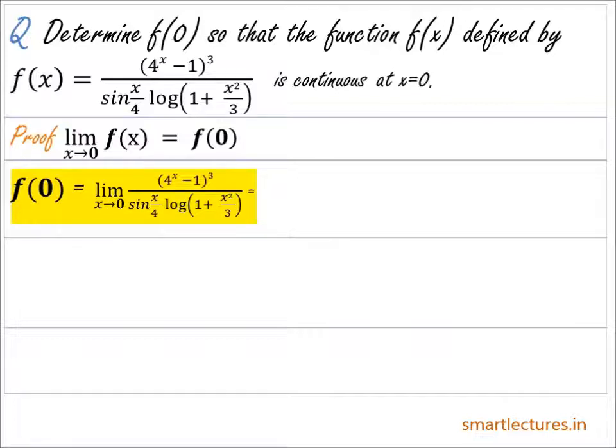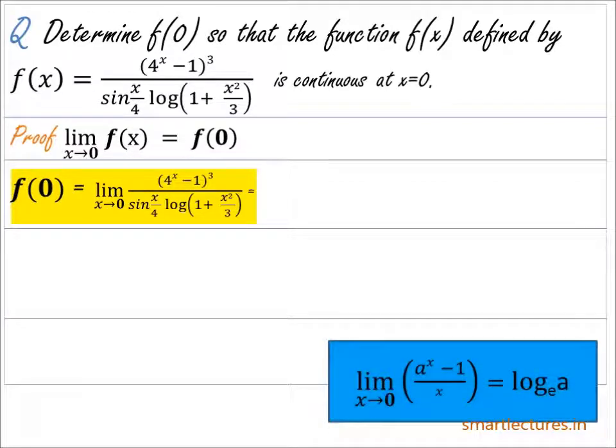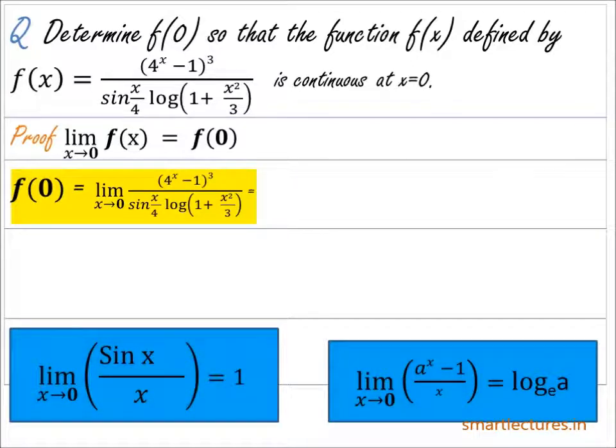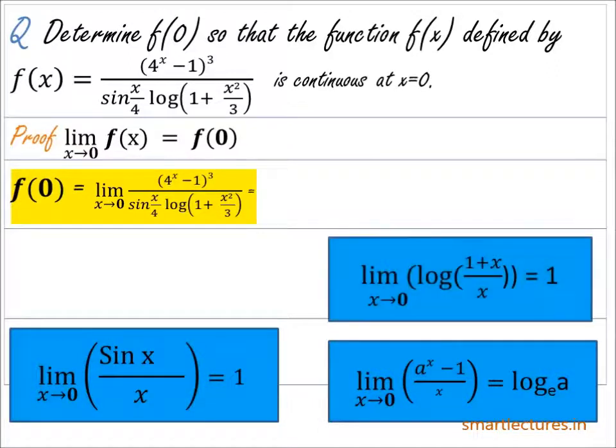as per which, limit x approaches 0 of (a to the power x minus 1) upon x is equal to logarithm of a to the base e. And similarly, limit x approaches 0 of sin x upon x is equal to 1. And also, limit x approaches 0 of log of (1 plus x) upon x is equal to 1. And now to make use of these properties, we shall make use of some simple tricks. We shall divide the numerator and the denominator by x cube.